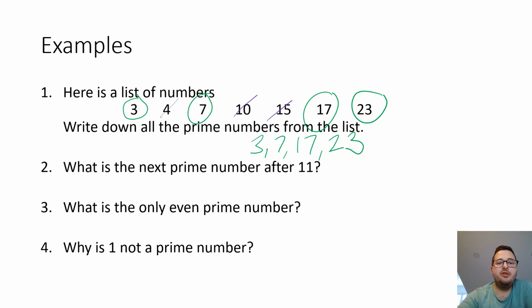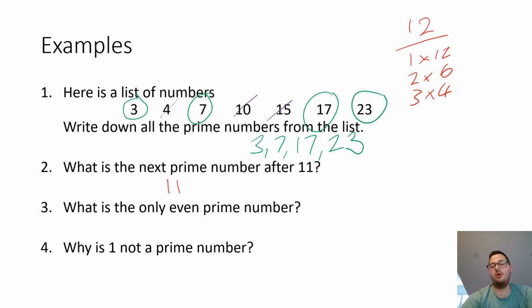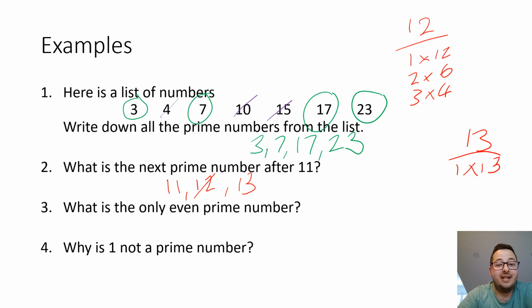Okay, question 2. This is not part of the same question, so we're not looking at the list. They're just asking for what is the next prime number after 11. So if we're on 11, what's the number after 11? Well, after 11 is 12, but 12 is definitely not prime because you've got 1 times 12, 2 times 6, 3 times 4. So it's got a lot of factors. So 12 is no good. 13, well that is good. For 13, I can only do 1 times 13 and I can't divide it by anything else. So the next prime number after 11 would be 13.